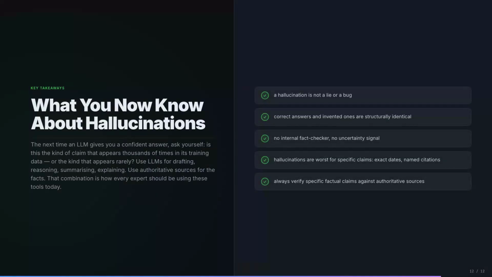Let us bring it all together. A hallucination is not a lie or a bug. It is what happens when a pattern prediction engine produces the statistically likely continuation for a prompt where the real answer requires verified facts the model does not have. Every single token in every LLM response is chosen by the same mechanism: predict what most likely comes next. Correct answers and invented ones are structurally identical and produced by the same process. The model has no internal fact checker, no uncertainty signal, and no way to distinguish what it genuinely knows from what it statistically predicts. This is an architectural reality, not a calibration problem.